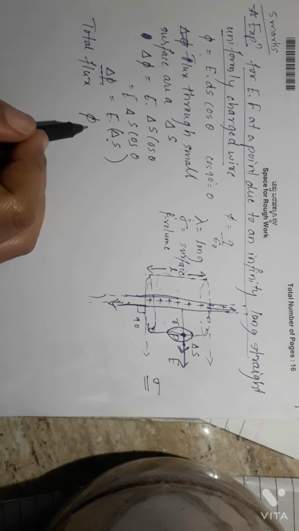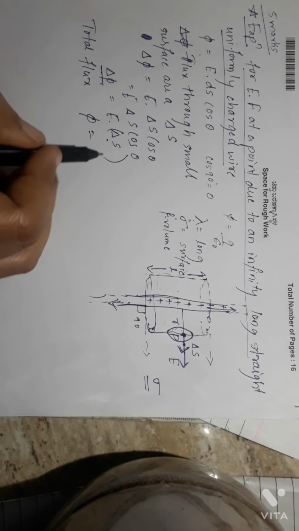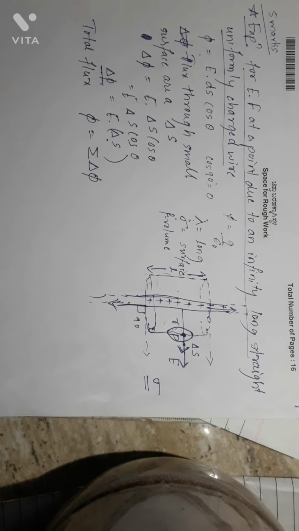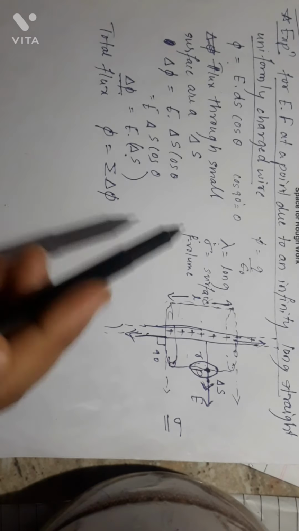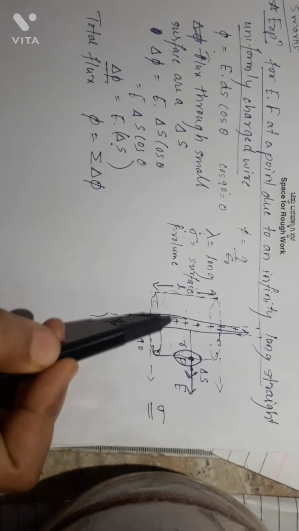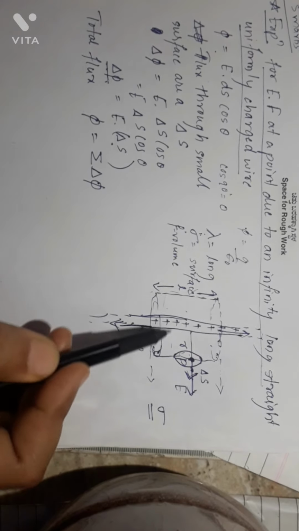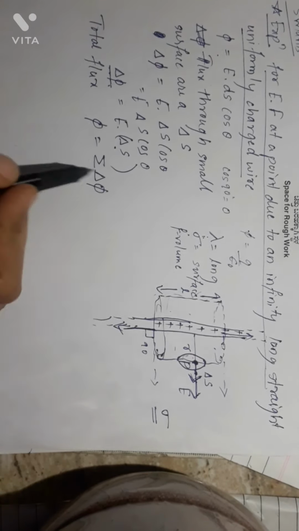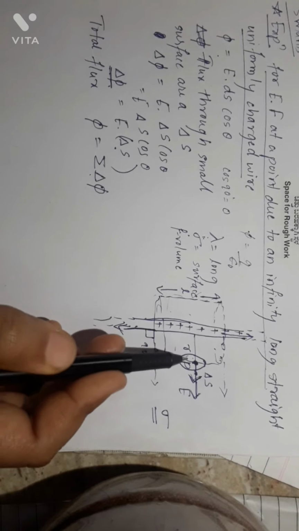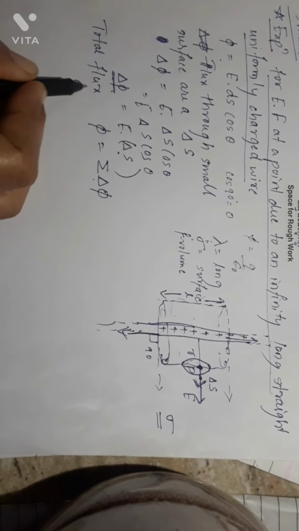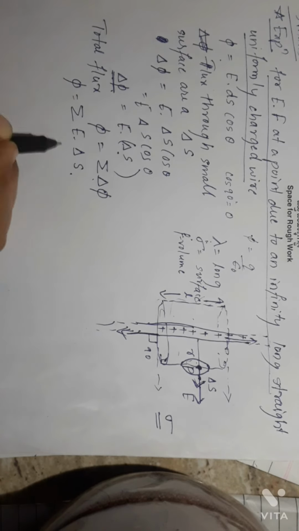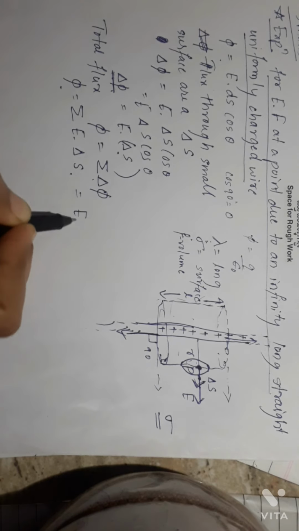The total flux of the curved surface is given by phi equal to the summation of delta phi. So delta phi is a small flux through this small surface area, and over the curved surface the electric field is the same at every point, so the total electric flux is the summation of these small fluxes through the surfaces. So phi equals the summation of E into delta S, that is E into the summation of delta S.